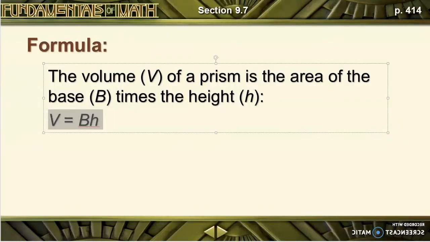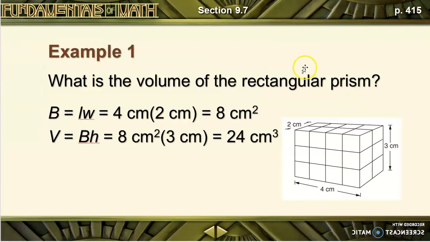Alright, so that brings us to our first example. What is the volume of the rectangular prism? Well, if we wanted to figure out the volume of this, we can say that the area of the base is going to be the length times width. 2 times 4 is going to be 8. And the height is going to be 3. Now notice, for this rectangular prism, all we had to do was multiply 2 times 4 times 3, and that gave us 24 centimeters cubed.